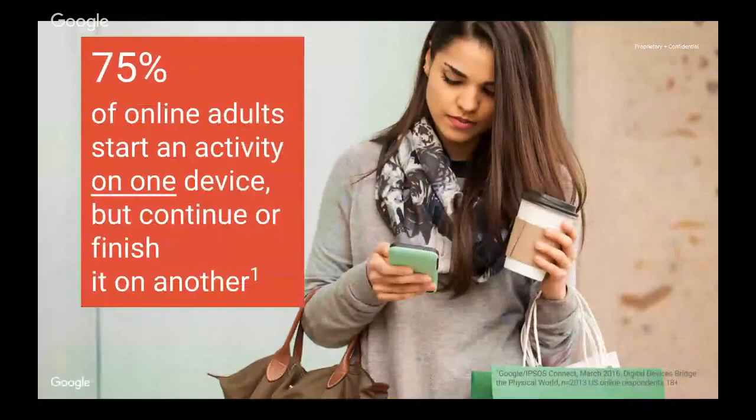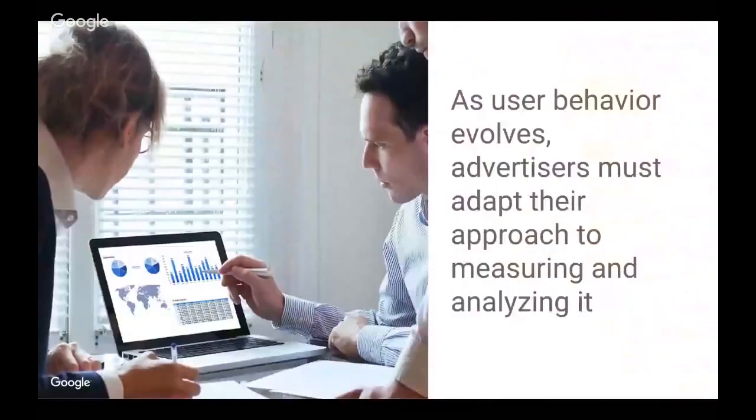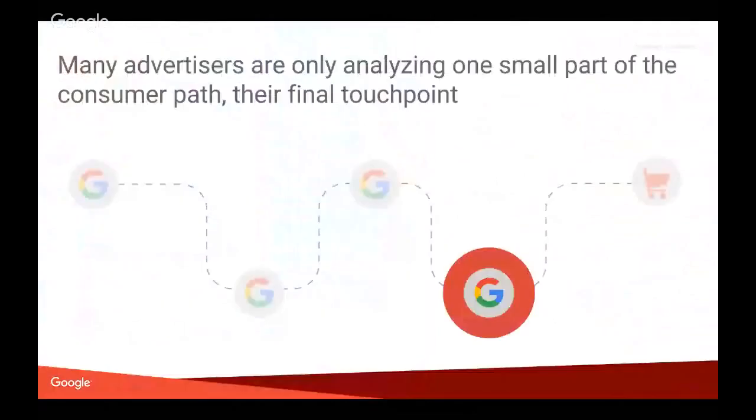5% of online adults start an activity on one device, but go on to actually finish it on another device or multiple other devices. It's crucial for advertisers to understand this change in user behavior and adapt their approach to measuring and analyzing it. Unfortunately, most advertisers are behind the 8-ball when it comes to understanding user behavior.